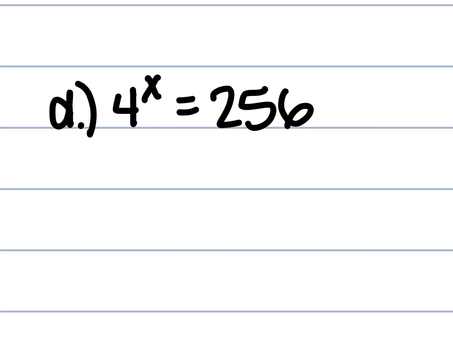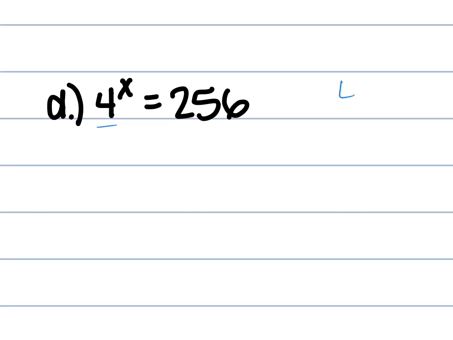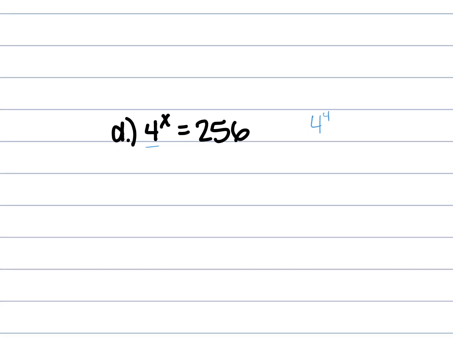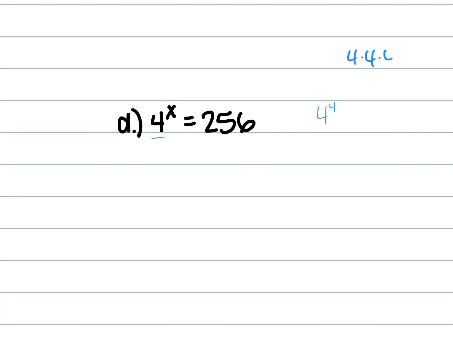Start with which base? 4. The smaller one, right? Is there a way to get 4 to be 256? It's 4 to what power? 4 to the 4th. If you don't believe me, multiply it out. Do 4 times 4 times 4 times 4. It will give you 16 times 16. You get 256. So I'm going to write 4 to the x equals what? 4 to the 4th. My bases match now. What do I do with my exponents? You make an equation. So x equals 4.